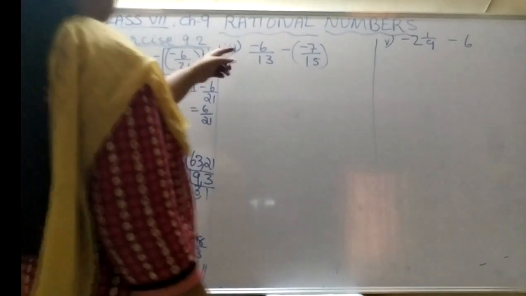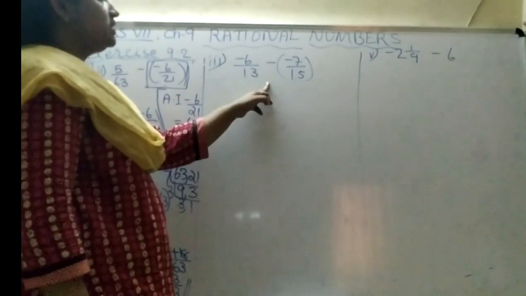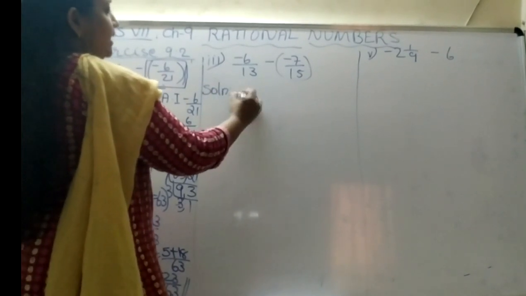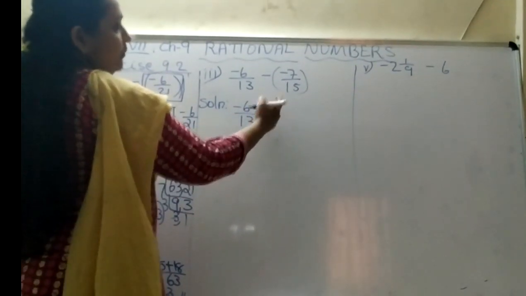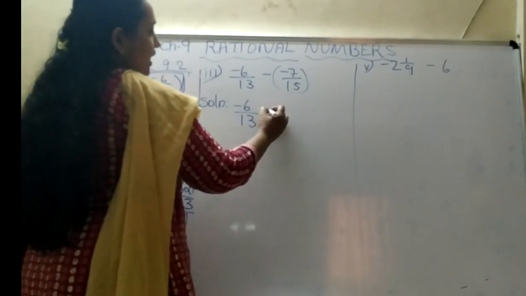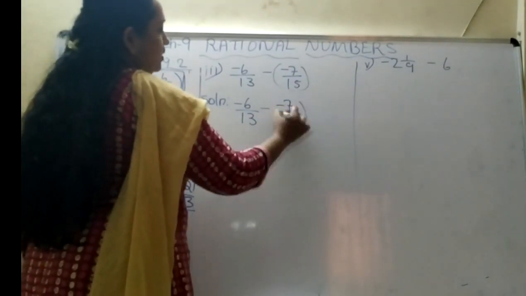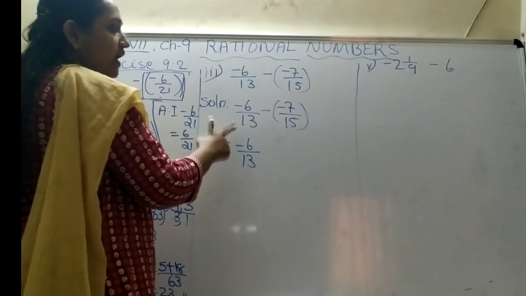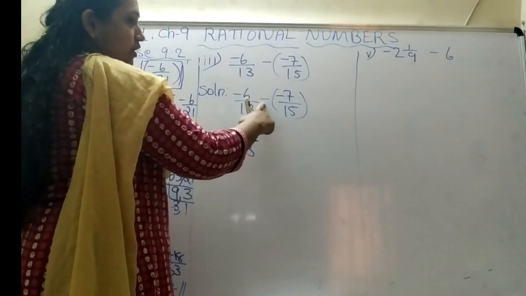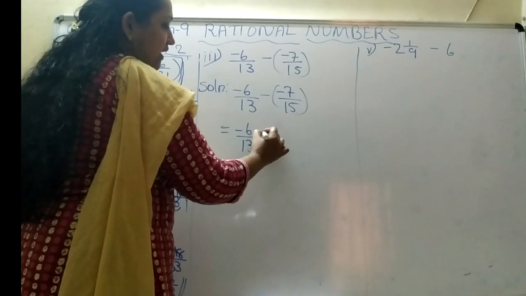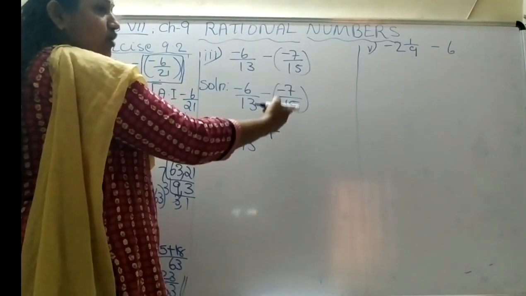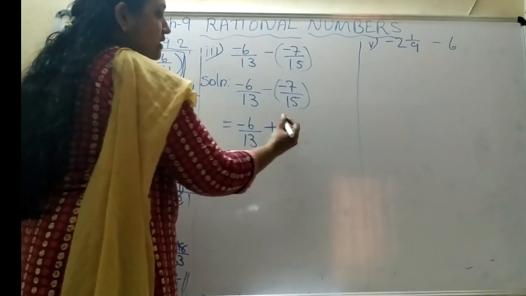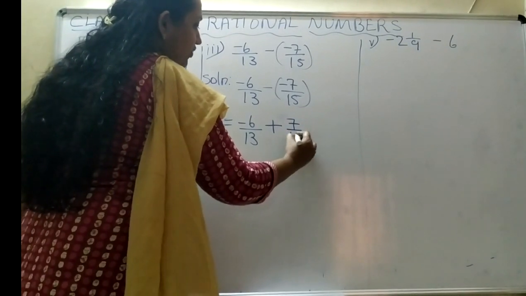Next question is minus 6 upon 13 minus 7 upon 15. Subtraction means addition by taking the additive inverse of the second number. So this gives minus 6 upon 13. First number is not having any change. Subtraction of rational numbers we are changing, we are writing it as addition. Then the sign of the second number will change. That is, the additive inverse of minus 7 by 15 is 7 upon 15.